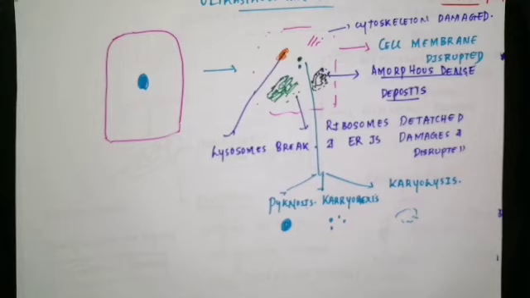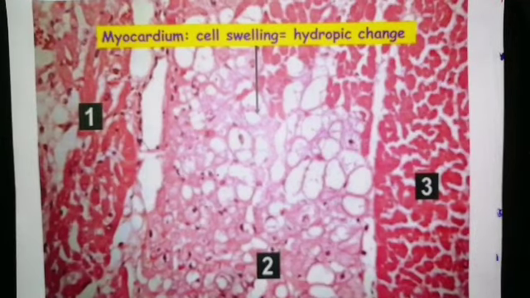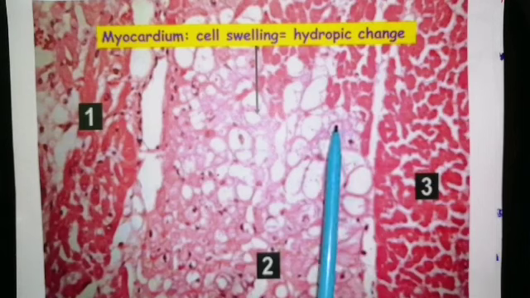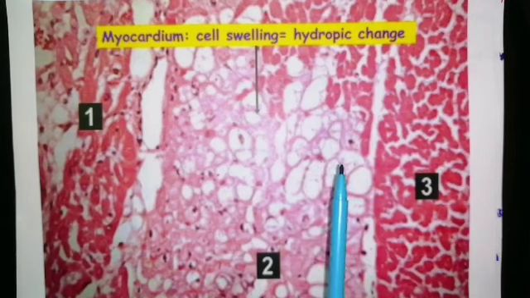Now you can see this is the histology of the myocardium. You can see these are the normal myocardial cells, and in this region we can see cells which have undergone swelling. Vacuolation can be seen. So this is called hydropic change, which is the earliest change seen in cell injury.